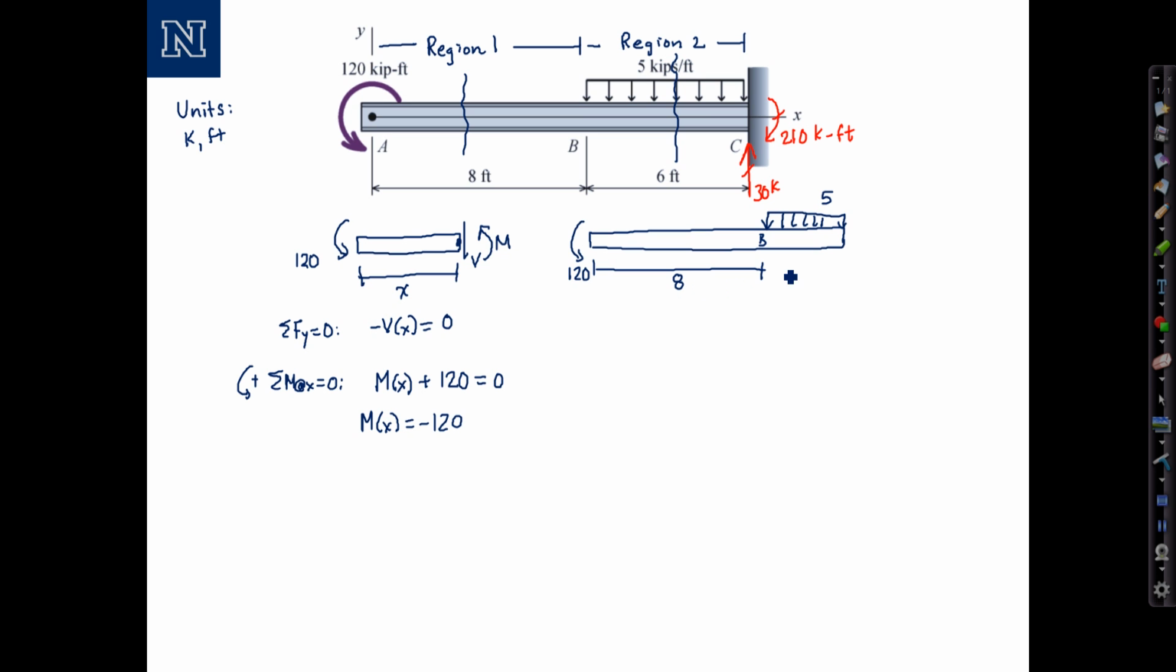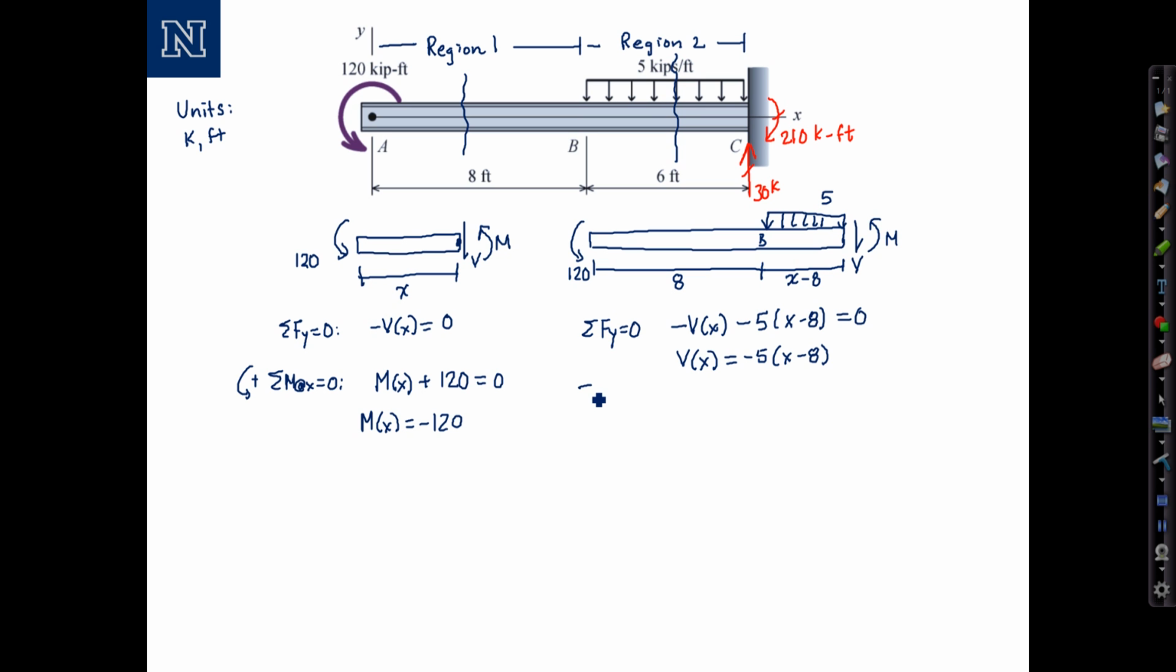Let's denote the distances. Distance from A to B being equal to 8 feet. And since the total distance to the location of my cut is x, this distance right here will be x minus 8. Finally, draw in the unknown internal shear and moment, both assumed to be in the positive direction according to our sign convention for internal shear. So we solve for V by taking the sum of the forces in y equal to 0. We have negative V of x minus 5, the distributed load, times the distance, x minus 8, over which it acts. Set that equal to 0, and we find that V of x equals negative 5 times x minus 8. Assumed units are in kips.